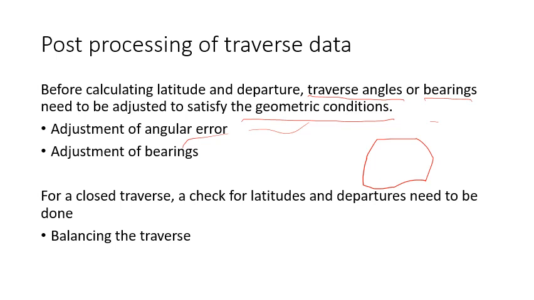So these are the two things we have to do. We have to do adjustment of angular error or adjustment of bearings. Okay. So that is the first part we have to do. Once you have completed your data collection, you check whether there is an error by calculating sigma L and sigma T. And if you identify that there is an error, then you have to make corrections in your observed angles or observed bearings.